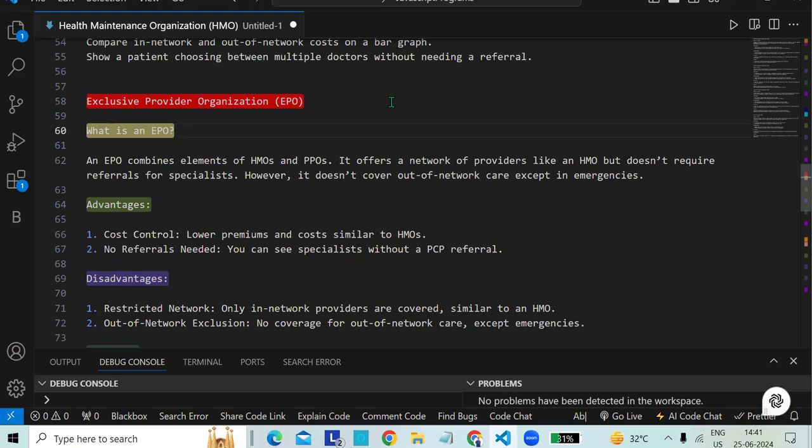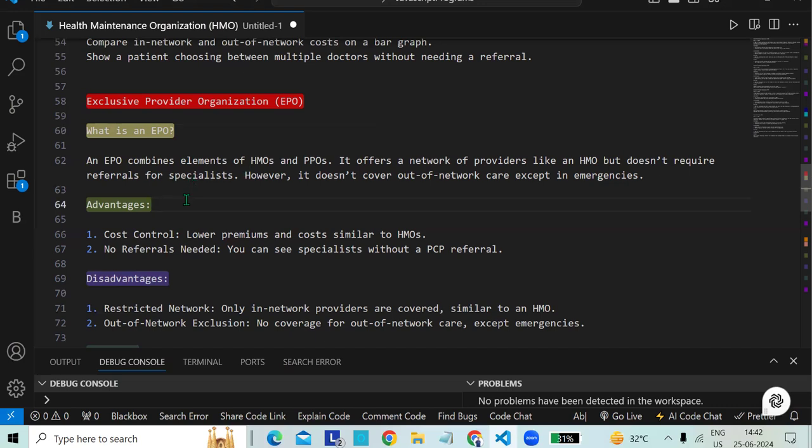So this EPO doesn't require referrals. This point you can see in PPO, right? And it doesn't cover out of network except in emergencies. This point we can see in HMO, right? It doesn't cover the out of network. So by combining HMO and PPO, we get EPO. I hope you understand, right?